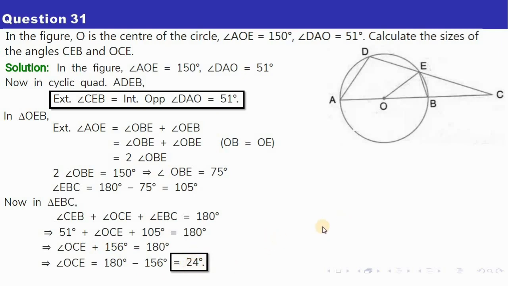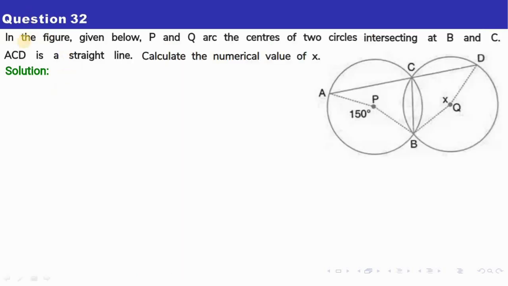Okay, let's have a look at the next question. The question says, in the figure given below, P and Q are the centers of two circles intersecting at B and C. So there are two circles with centers P and Q, and both of them get intersected at B and C. And ACD is a straight line. So ACD, that is a line passing through C, is a straight line. Now we need to calculate the numerical value of x.